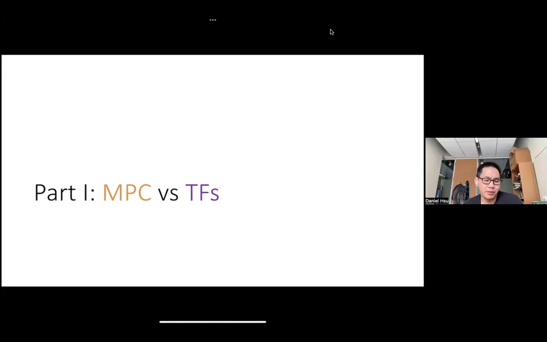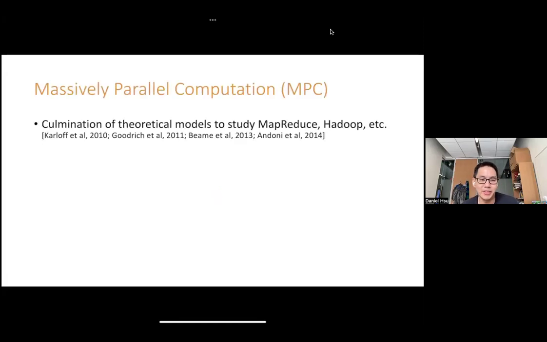Okay, so the first part, I want to introduce this massively parallel computation model related to transformers. MPC, the massively parallel computation model, is really the culmination of a bunch of different theoretical models that people in the distributed computing community have been developing as a way to understand modern parallel computation architectures like MapReduce, Hadoop, things like that.